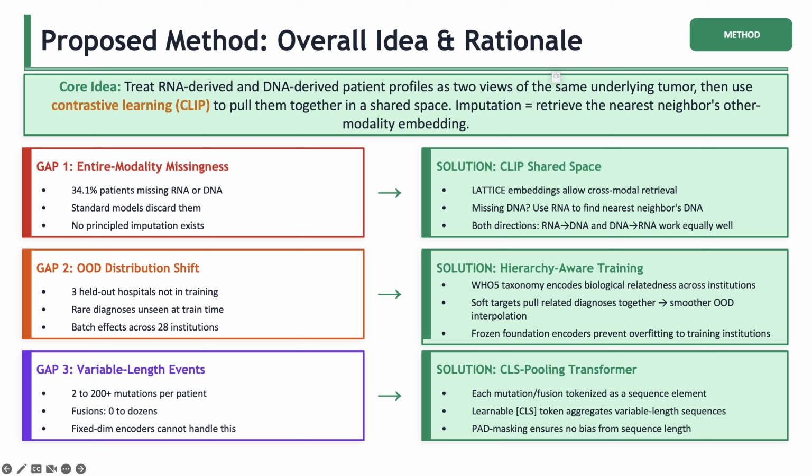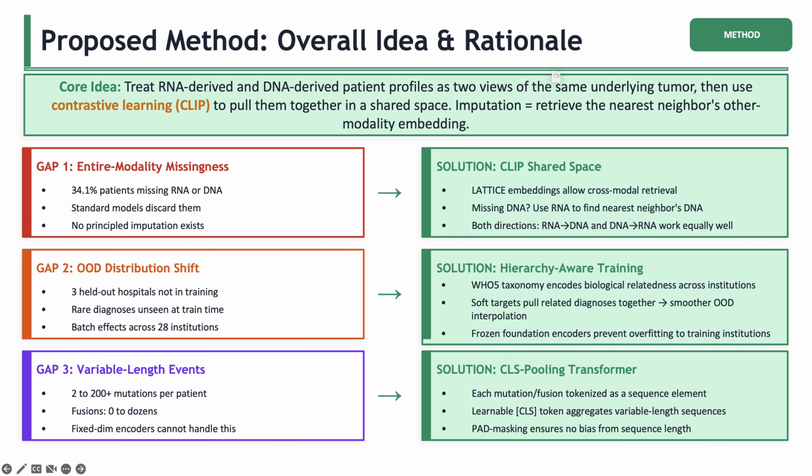And here's why that solves the missing data. If a patient is missing their DNA, you could use their RNA embedding to find the nearest neighbor in the shared space. And then you use the neighbor's DNA embedding as the substitute. Imputation becomes a retrieval problem. That's beautifully clean. For the OOD challenge, encoding the WHO5 taxonomy into the loss function means that patients with related diagnoses, even ones from a held-out hospital, are pulled into biologically coherent neighborhoods. The hierarchy acts as a prior that generalizes across institutions.